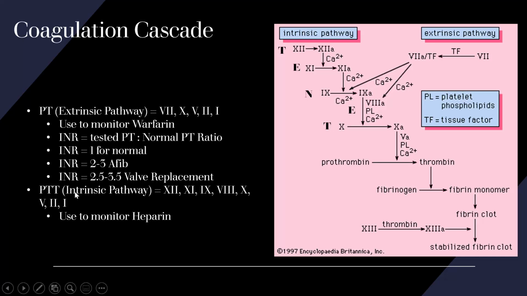Okay. Now your PTT, which is used to monitor the intrinsic pathway, is going to hit 12, 11, 9, 8, 10, 5, 2, and 1. So it really hits almost everything along the intrinsic and common pathway. And we use this to monitor heparin.